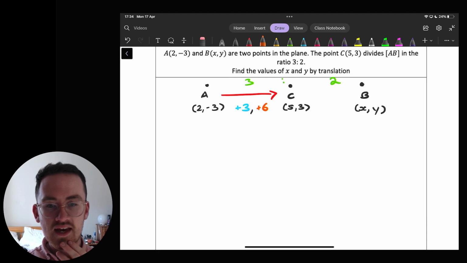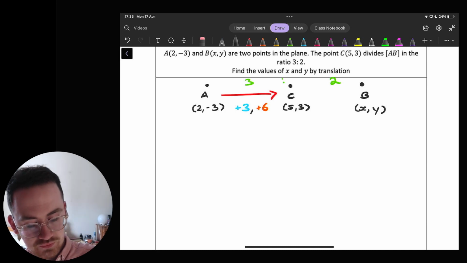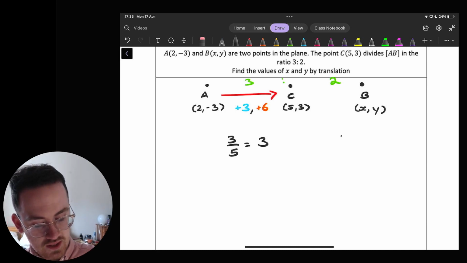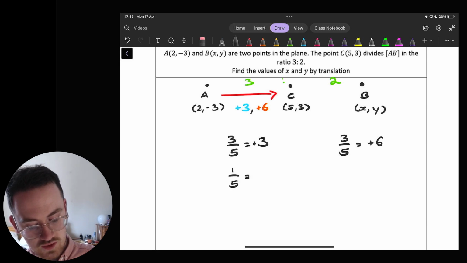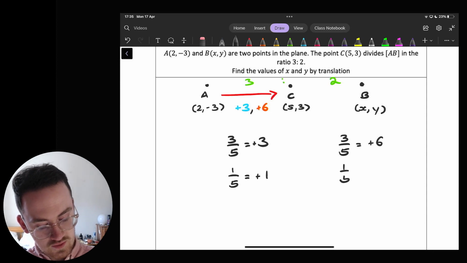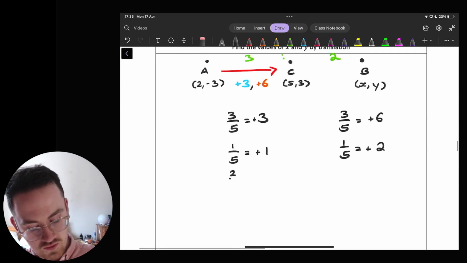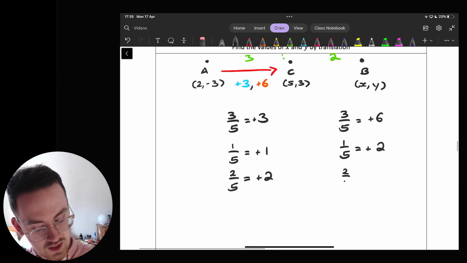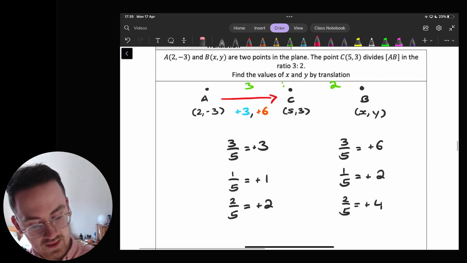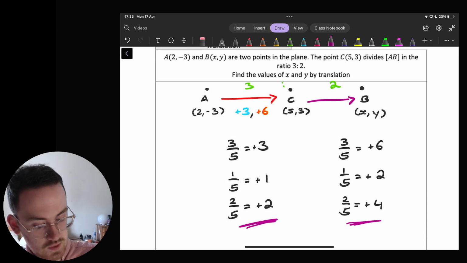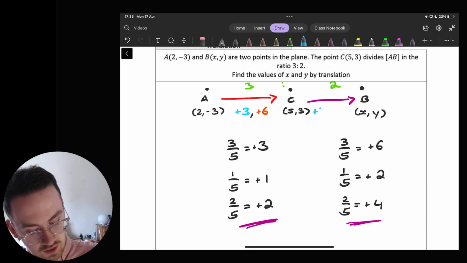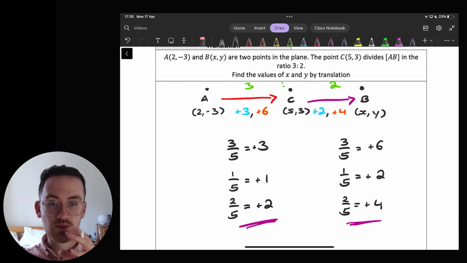Now we note that my ratio has 3 parts to get from A to C. To go from C to B, I only need to go 2 parts. So we consider that 3/5 of the way is 3 in the x coordinate, and 3/5 in the y coordinate is +6. I want to know what 2/5 are, so let's find 1/5 first. 1/5 of my translation is 1 in x, and 1/5 in terms of the y coordinate would be 2. So the 2/5 that I need to go is +2 in x, and over here it's +4. Let's apply that to my new translation. This time in the x coordinate we're only going to add on 2, and on the y coordinate we're only going to add on 4. Where the first time was 3, this ratio gives 2.